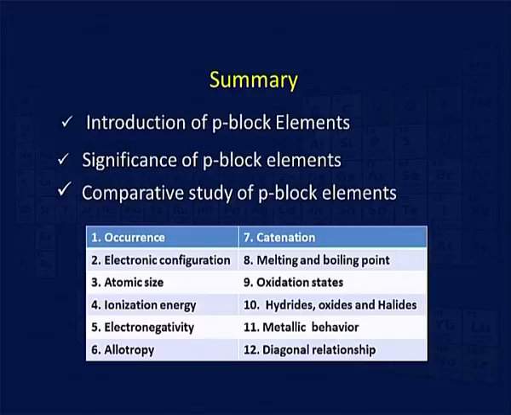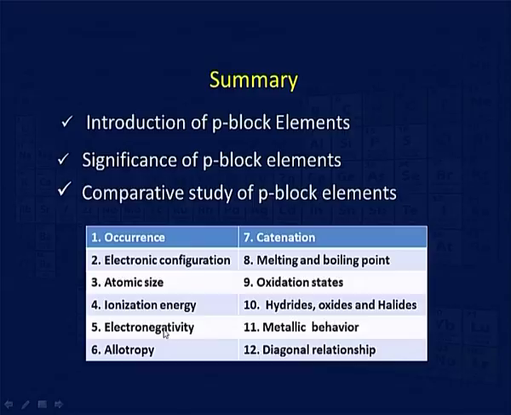When you go down in the period, down in the group, you will find that atomic size is going to increase. Conversely, when you move across the period from left to right, atomic size is going to decrease because of the increase in the nuclear charge. The converse behavior is seen with the ionization energy. The ionization energy is going to increase from left to right, but it decreases from top to bottom moving in the group. The electronegativity has been discussed.